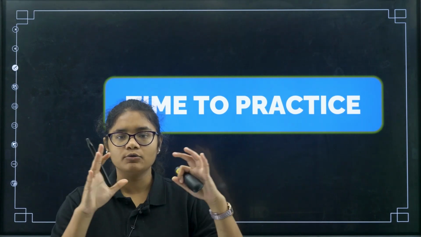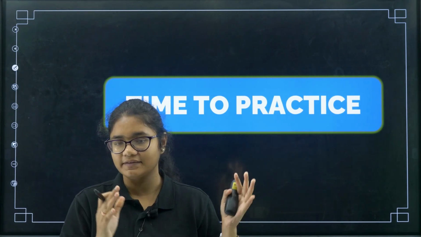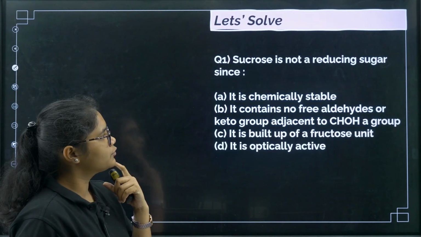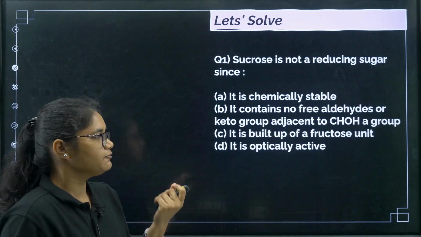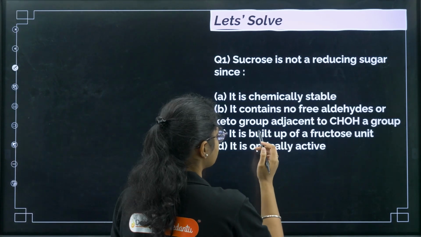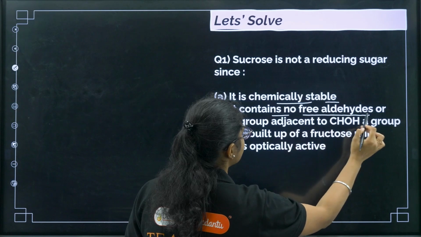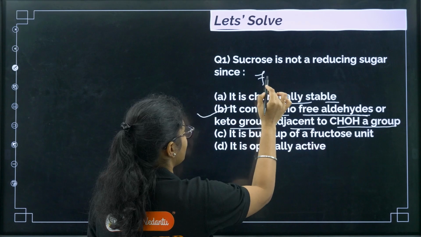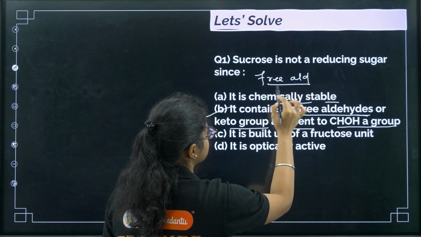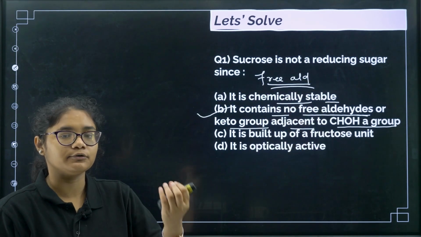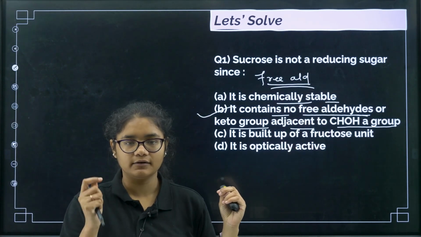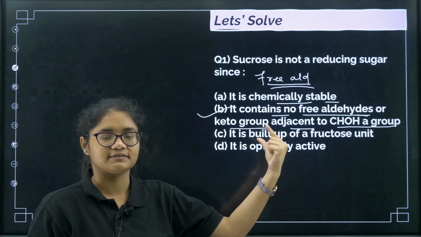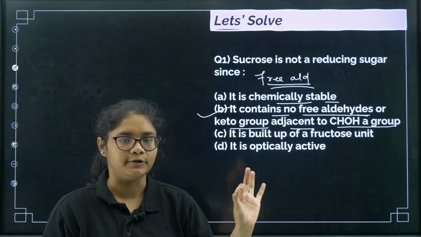So that's all about carbohydrates. We have discussed everything about carbohydrates. Now it's time to solve some questions. The first question: sucrose is not a reducing sugar because it has no free OH group, so it is chemically stable. It contains no free aldehyde or keto group adjacent to the CHOH group. Reducing means it should react with Tollens' reagent, so it should have a free aldehyde group, but sucrose does not have a free CHO group. That is why it is a non-reducing sugar.